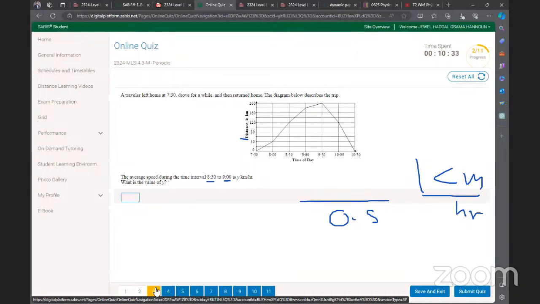Okay, how about the difference in kilometers? 8:30, here it is. 9, here it is. And the difference between them, 120, 180, so it will be 60. So 60 over 0.5 will be 120.